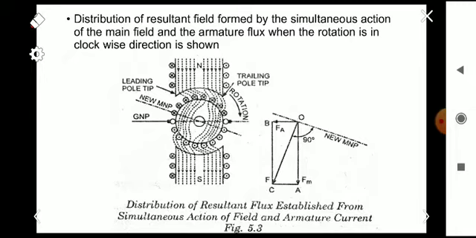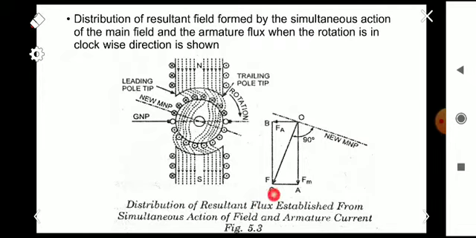When the generator is supplying load, the main MMF is downwards, represented by the vector OA. The MMF produced due to armature current is OB, which is at right angles to OA. OA is the main field MMF and OB is the corresponding MMF produced by the armature current. The resultant of OA and OB will be OC. This is the resultant flux and the resultant MMF.